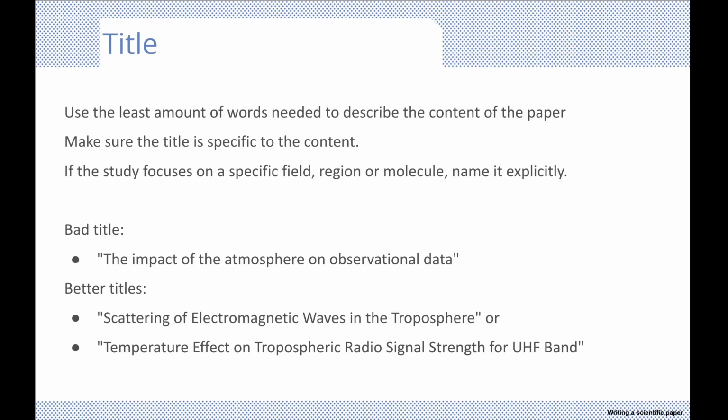For example, using a title such as "The Impact of the Atmosphere on Observational Data" for a paper related to the impact of the Earth's atmosphere on observed signals is technically correct, but it does not effectively describe the focus of the research presented. There are many research fields related to atmosphere and atmospheric sciences, and if you are not clear and specific, the paper may not reach your target audience. Rather use something like "Scattering of electromagnetic waves in the troposphere," or even better, "Temperature effects on tropospheric radio signal strength" for UHF band.